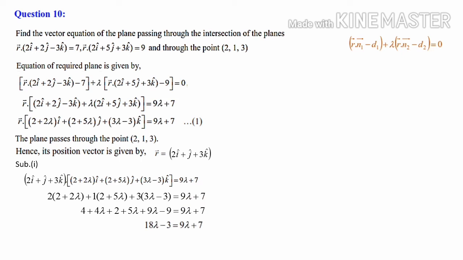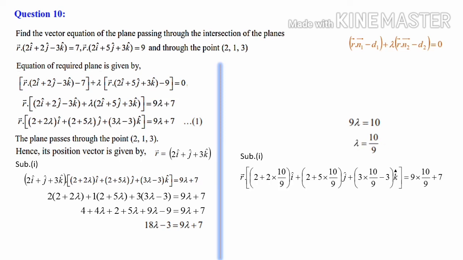Here 4 lambda plus 5 lambda is 9 lambda, plus again 9 lambda, that is 18 lambda. 4 plus 2 is 6, 6 minus 9 is minus 3, equal to 9 lambda + 7. Then the 9 lambda on the right will come to the left side as minus 9 lambda, so 18 lambda minus 9 lambda is 9 lambda. The minus 3 will go to the right side and becomes plus 3, so 7 plus 3 is 10. From here lambda is equal to 10 divided by 9. So we have got the value of lambda.